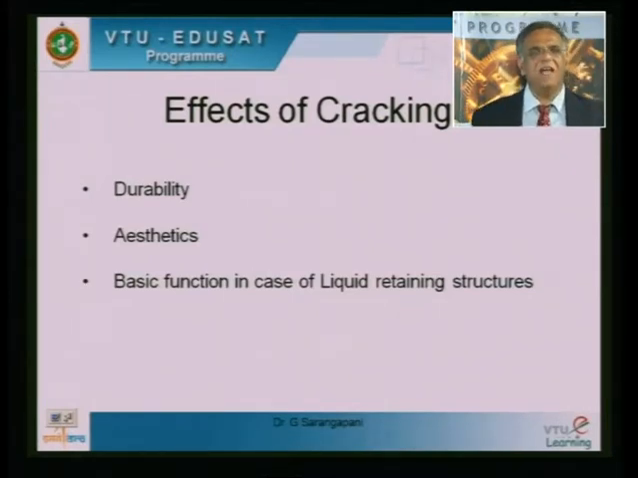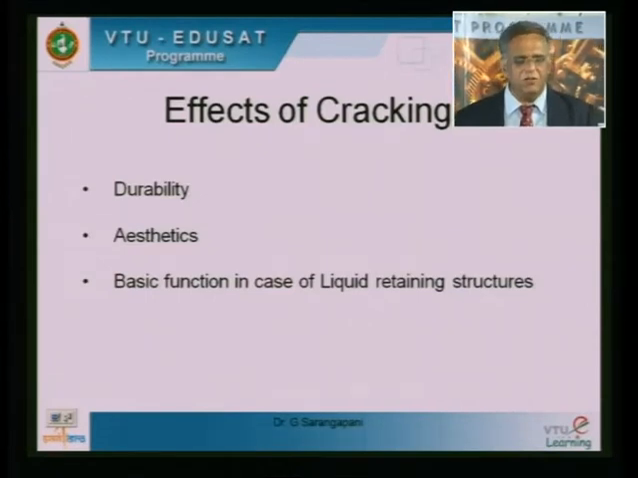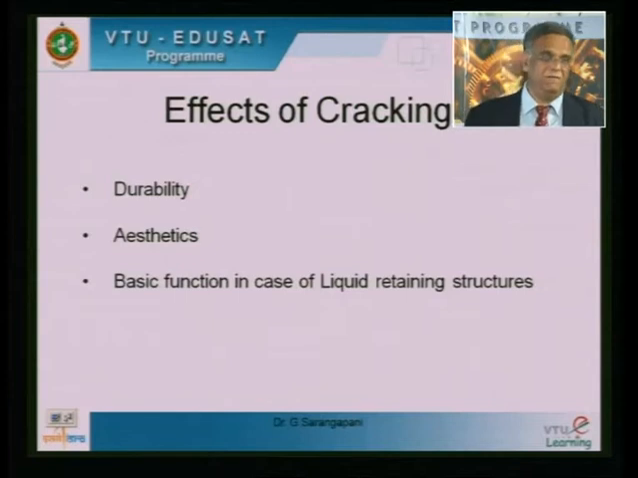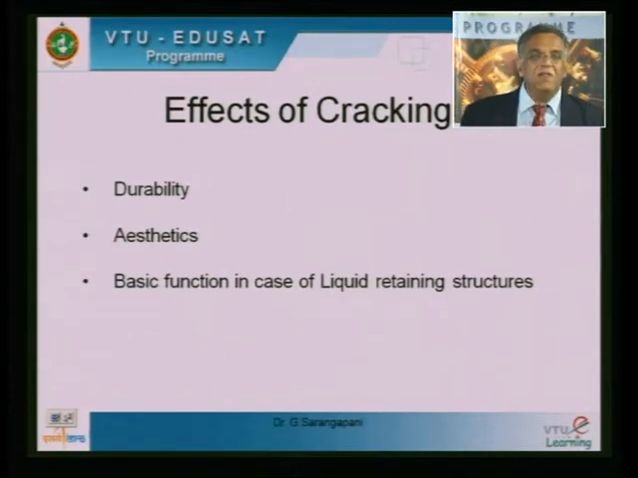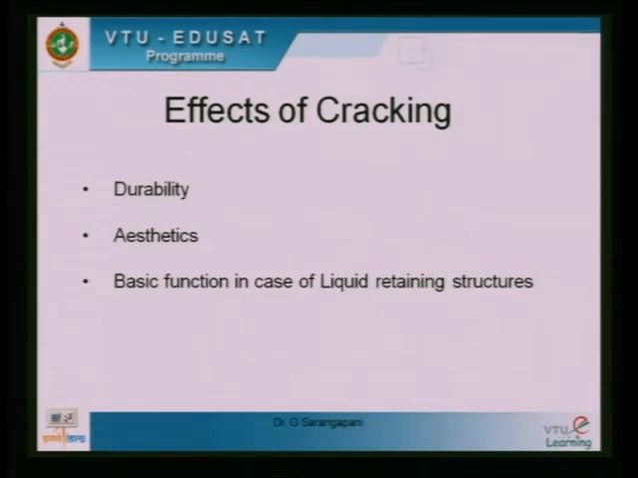Basically, the cracking may not make the structure collapse, but it is going to harm the aesthetics of the structure. A building should not have cracks. If a lot of cracks exist in a building, nobody is going to accept it. The user will feel discomfort. He may be afraid of cracks. So aesthetically, the cracks affect the aesthetics of the building. So nobody accepts any crack in any building.